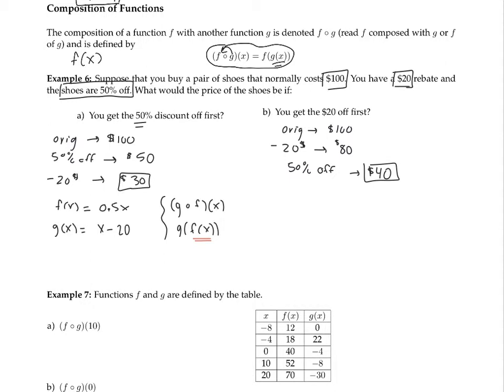And this one corresponds to, what do you do first here? You do the $20 off first, right? And do the 50% off last. That's f of g of x. So that happens first, and that happens second. If you think about the parentheses, first you do this thing, then do the next thing.